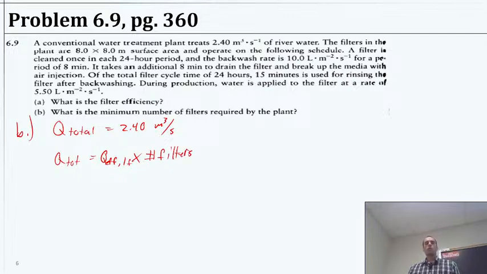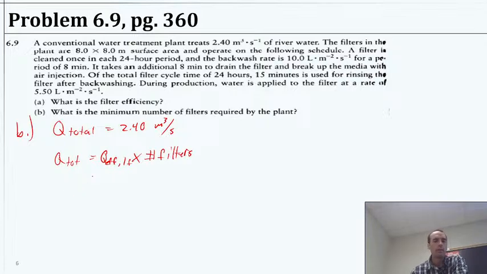And we could also rewrite this. If we wanted to, we could do the total area of filters required. So you could solve it in terms of, well, what's the total area of filters we need, divided by the 64 square meters of one area. So there's a couple ways you can approach this.